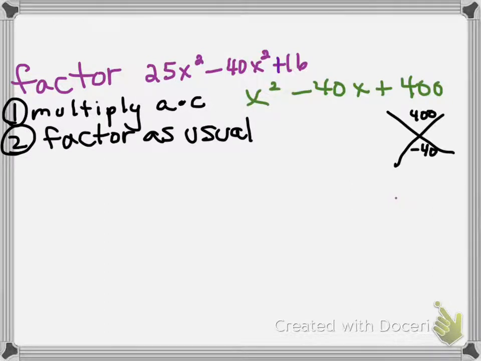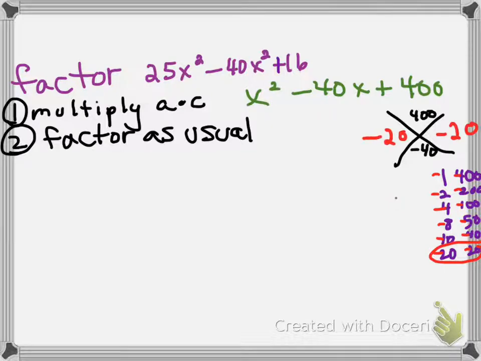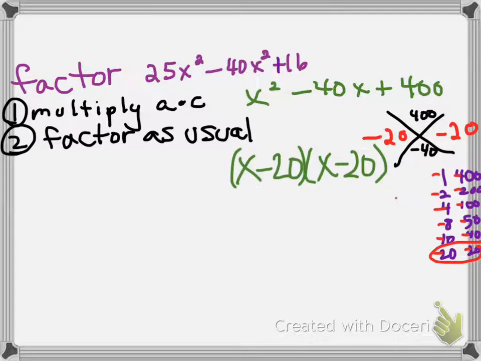So we'll make a chart and we'll say what multiplies to 400 that adds to negative 40. And it's a good idea to make a chart listing all the things that multiply to 400. Since it's negative 40 that they have to add to, we're going to have everything equaling a negative number, because a negative plus a negative is a negative, and a negative times a negative is a positive. And so negative 20 and negative 20 are the ones that we're going to use that multiply to 400 and add to negative 40. So we'll write out our factors.